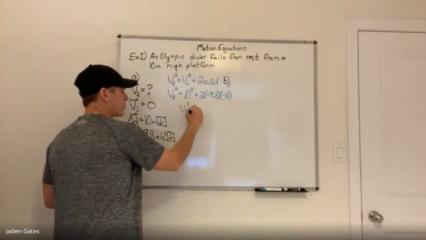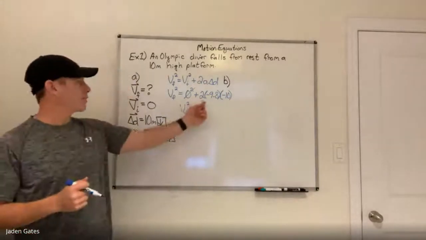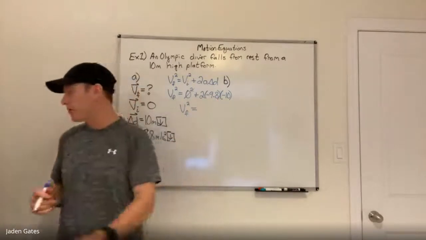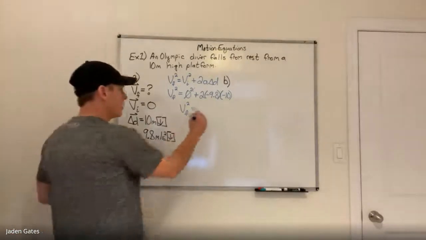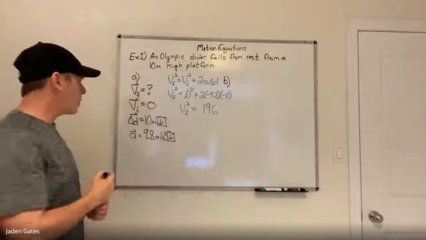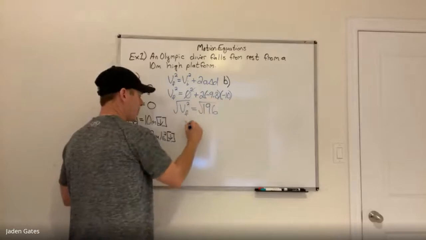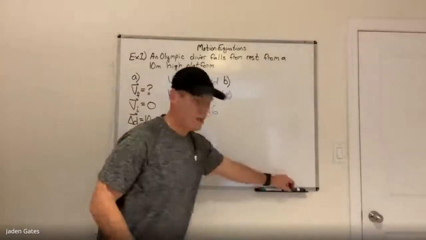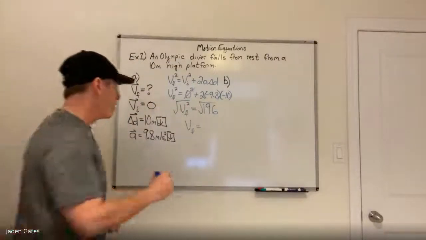So then I have VF squared. And then I multiply my three numbers. A positive times a negative gives me a negative. A negative times a negative gives me a positive. So I multiply my three numbers and I get 196. Then of course, rooting each side, I get my VF to equal the square root of 196, which, let me see here with my trusty calculator, oh, nice number, 14.